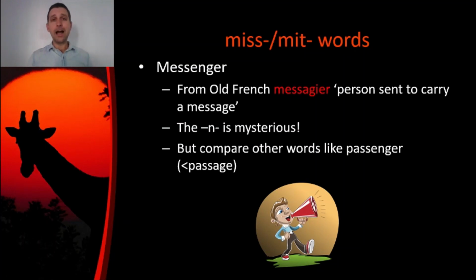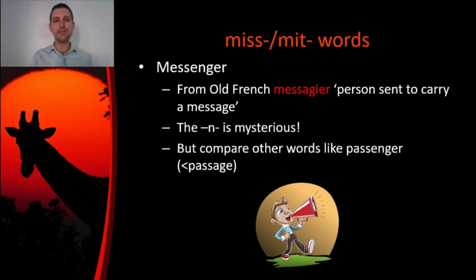So for instance, passenger is related to the word passage, but you can see that passage does not have an N in it and passenger does, even though passenger really should be passager, just like messenger should be messager without an N. So where does this N come from? It's one of those little quirks of language that happens sometimes. It doesn't seem to be a regular thing, so we can't write a sound law about it like we can for most other things. But it does show up other places.